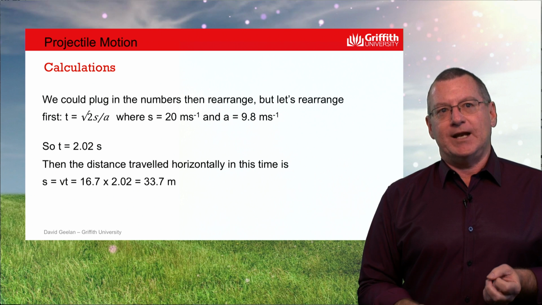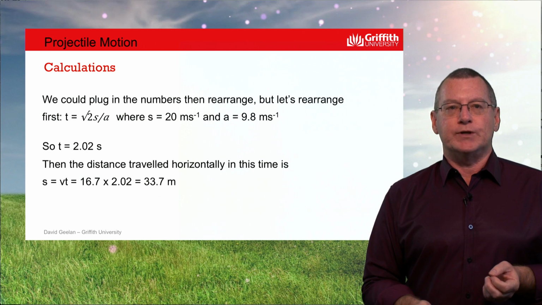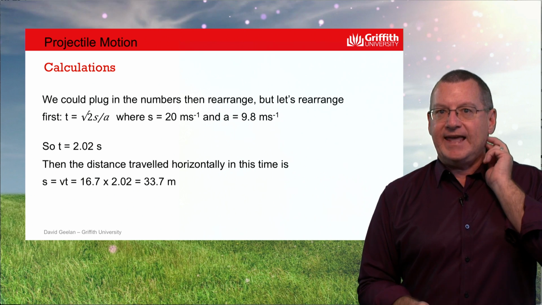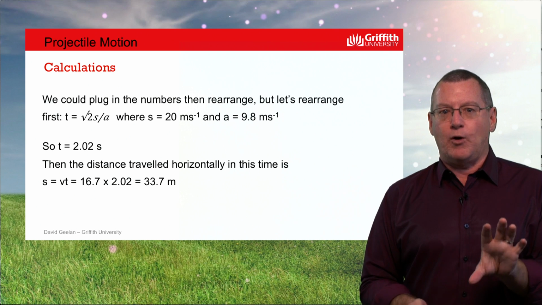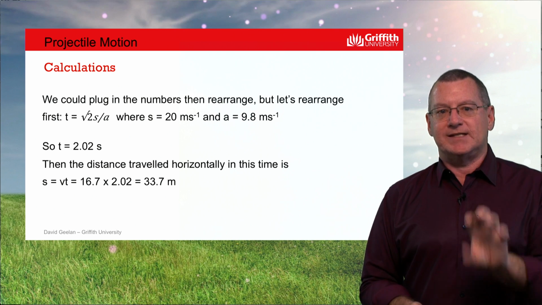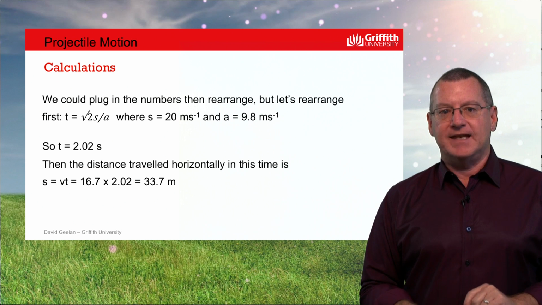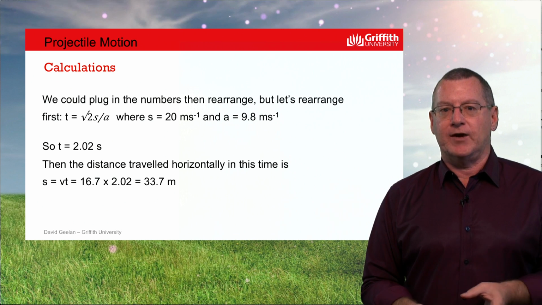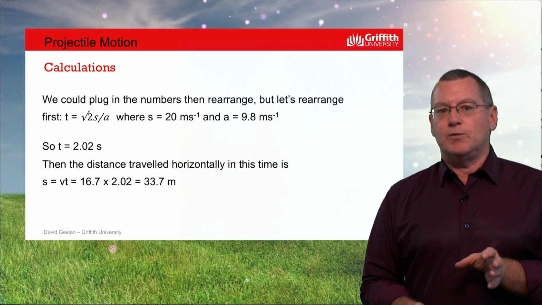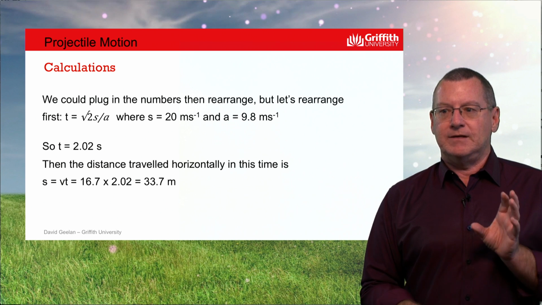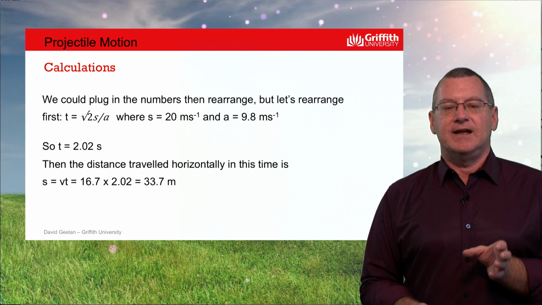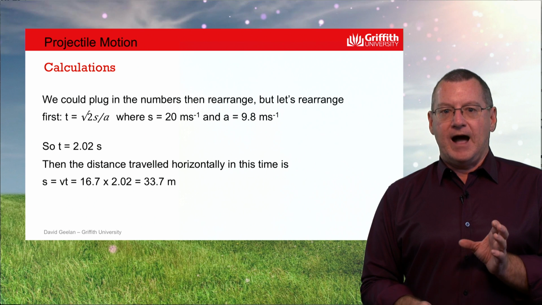If you rearrange that equation, you get t equals the square root of 2s over a, and that square root sign should be over that whole thing. So it's a fraction, 2s divided by a, and then the whole thing square rooted. So if we substitute in those values and do the calculation, we get t equals 2.02 seconds. So the thing will take 2.02 seconds to hit the ground.